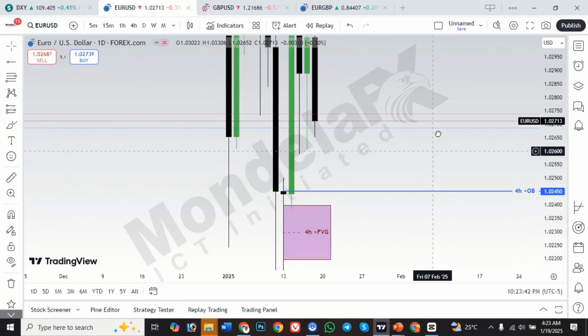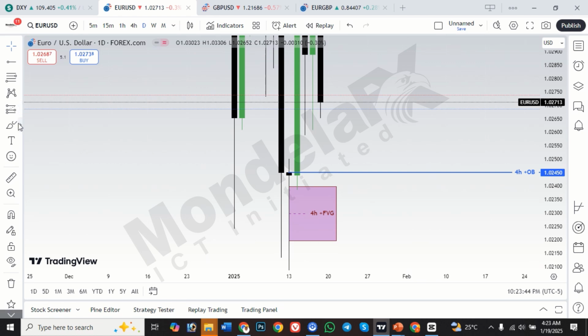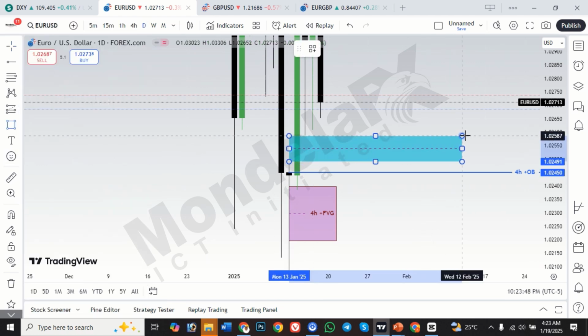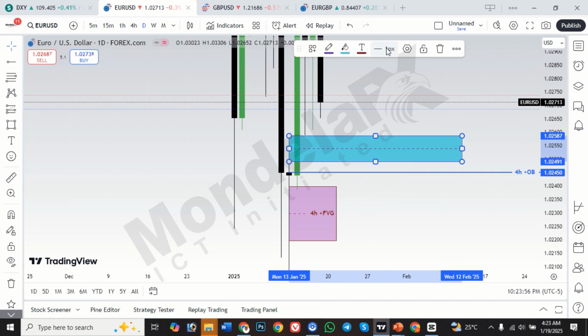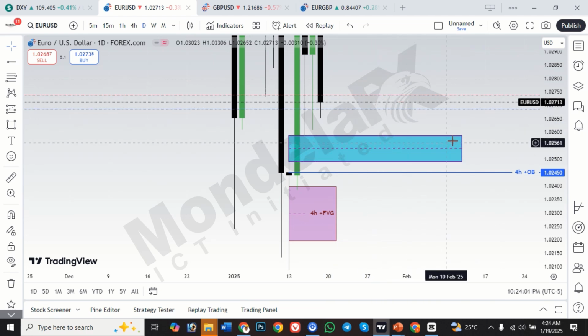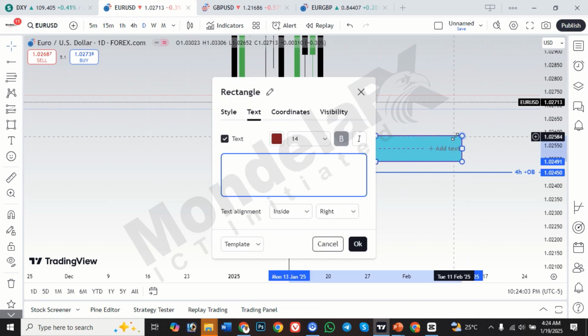And what can you see? There's a fair value gap right there on a daily. Let me mark it out for you. Look at it. This is a fair value gap. This is the daily fair value gap. And look at this fair value gap.